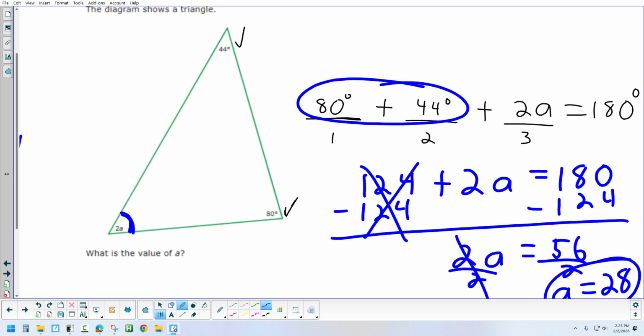The only reason we're able to figure that out is because we know all the angles have to add up to 180.